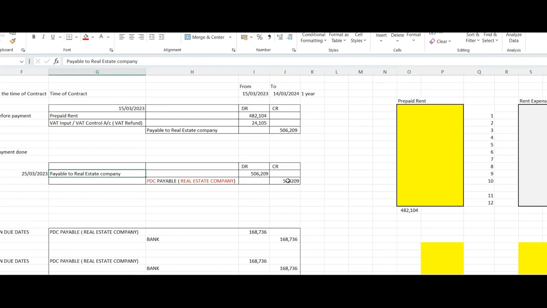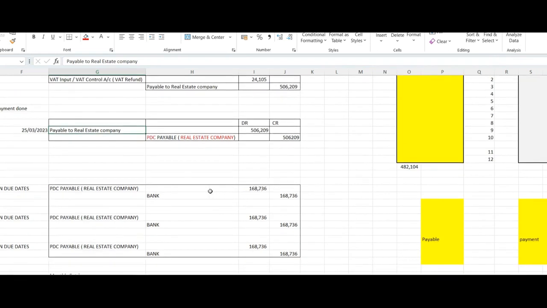So you can do it like this. Now how many PDCs have you issued? Suppose you have issued 3 PDCs. On the date of each PDC, these entries will be done: PDC payable debit, bank credit, PDC payable debit, bank credit, PDC payable debit, bank credit. So this PDC payable will affect your bank account and your payable account. The effective entries are the same as in the previous example: payable to real estate company debit and bank account credit. So this is just our intermediary account.